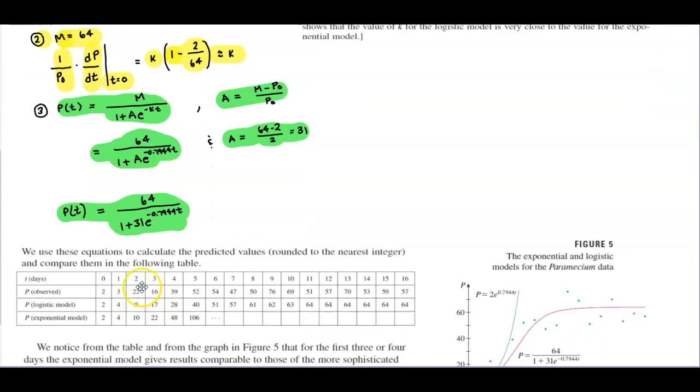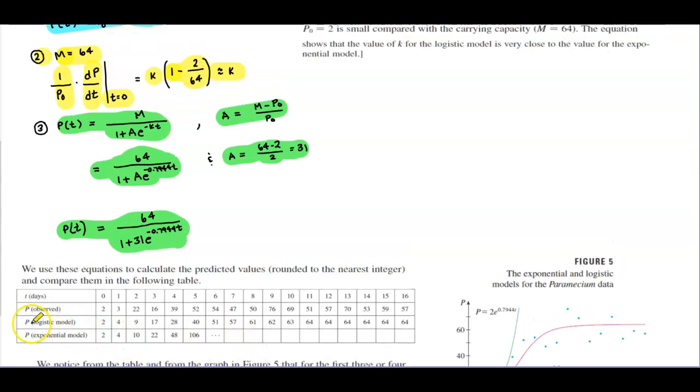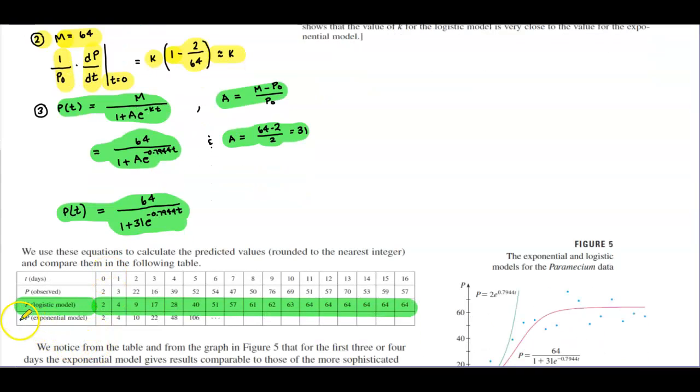Now we would then use these equations to calculate the predicted values rounded to the nearest integer. So at the beginning, these particular problems were already worked out. So if we look at the logistic model, we can plug in the value of 0 all the way up to 16, and we're going to get those values in that row. Okay, and then if we look at the exponential model, plugging in the values of t, meaning the days, then we would get those results.